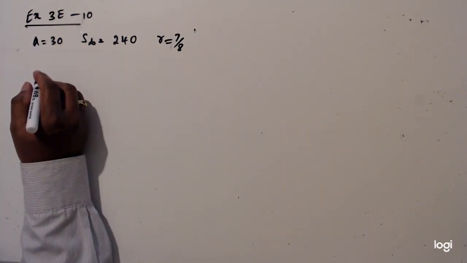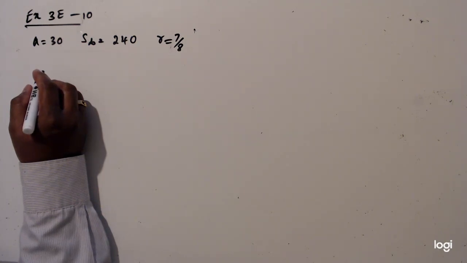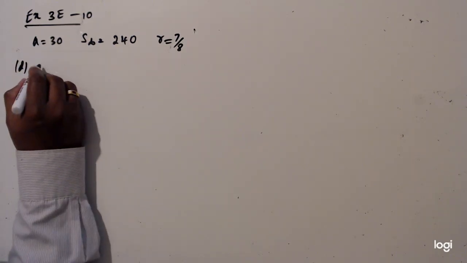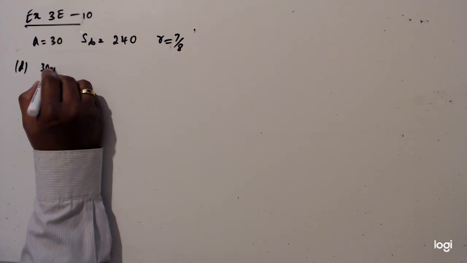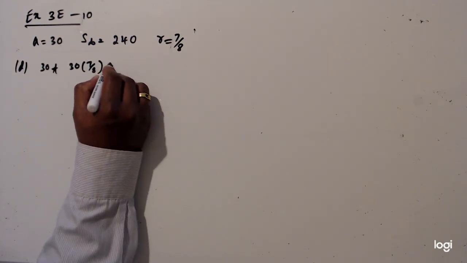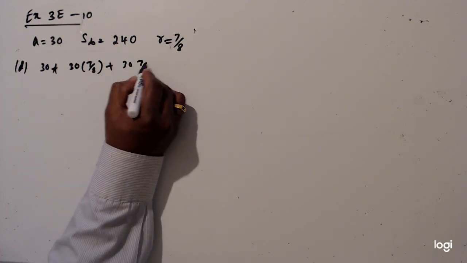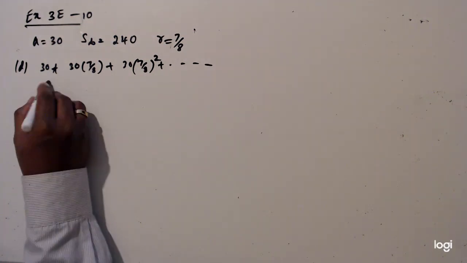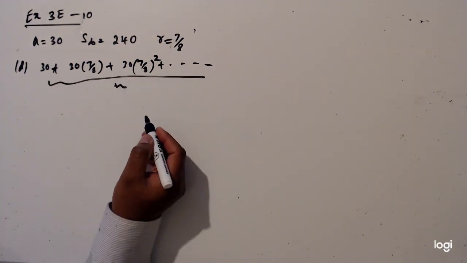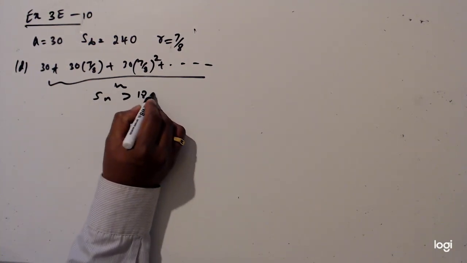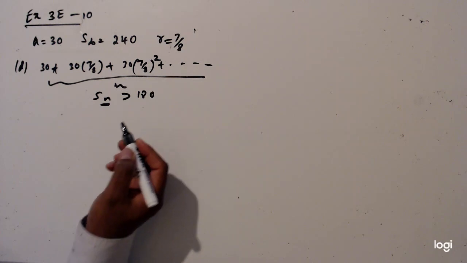The sum of the first n terms of the series is given greater than 180. Calculate the smallest n. So that is part D. So this is 30. The second term is 30 times 7 over 8 and then 30 times 7 over 8 squared. So this is the series. And up to the first n terms, let's say Sn greater than 180. So we need to find the n value.